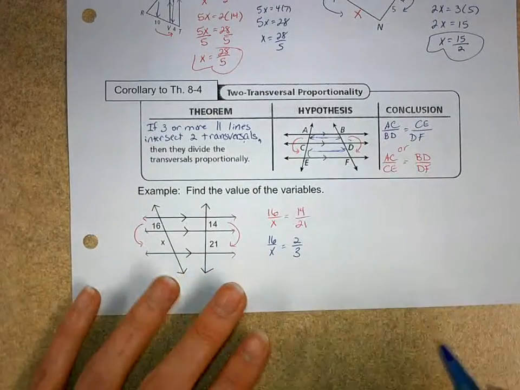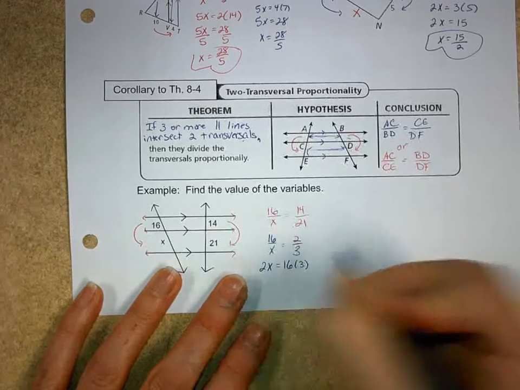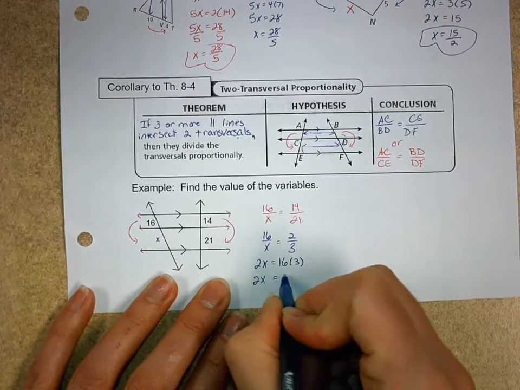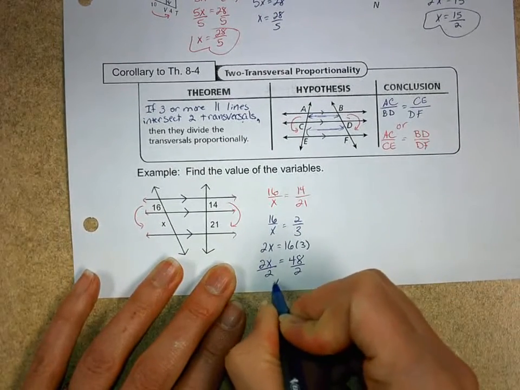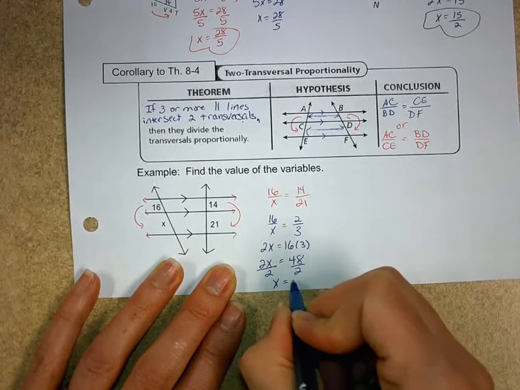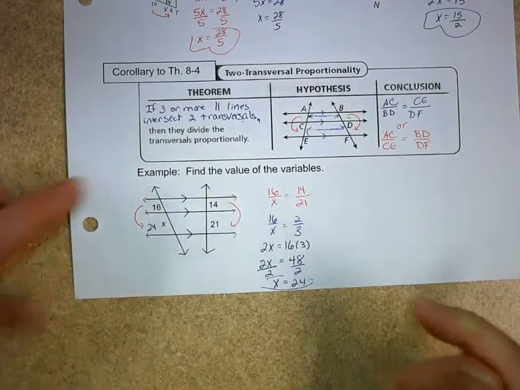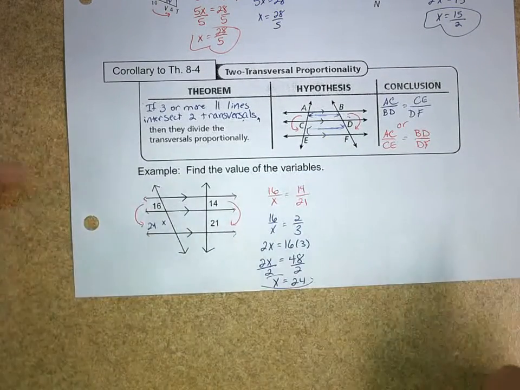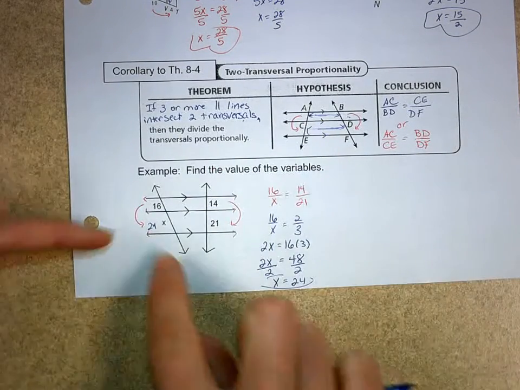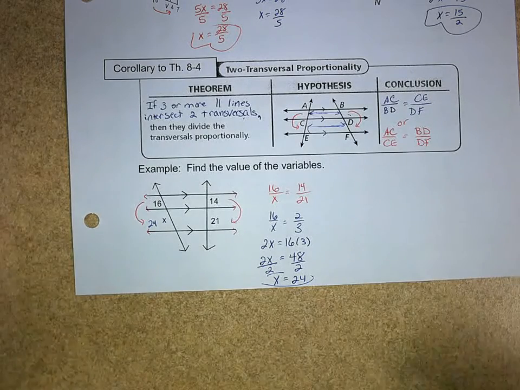I'm going to cross multiply. So I get 2 times x equals 16 times 3. So 2x is equal to 48. Divide by 2. X is equal to 24. And when you think about it, if that's 24, it kind of proportionally makes sense. Those two are the smaller ones. These two should be the larger ones. And 16 is a little bit larger than 14, so 24 is a little bit larger than 21. It gives you a common sense approach.